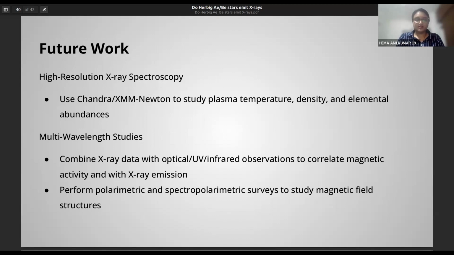We also plan on combining the X-ray data with optical or UV data to correlate the optical properties and the X-ray emission properties.